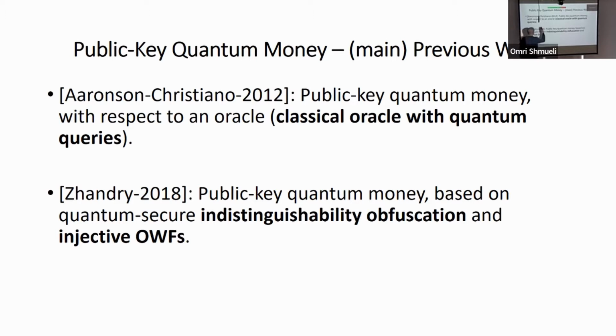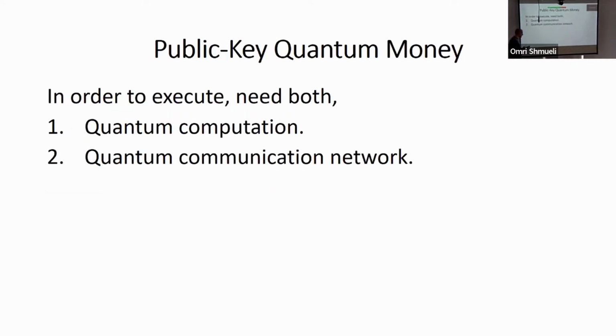Now we want to know what we know in terms of constructing public key quantum money. So this is mainly contained in two works. The first is the work that actually introduced it by Aaronson and Christiano, and they show how to construct public key quantum money relative to a classical oracle, a quantumly queryable classical oracle. And later, Zhandry in 2018 shows that we can actually construct public key quantum money based on computational assumptions, assuming quantum secure indistinguishability obfuscation and also injecting one-way functions. So we have valid constructions of public key quantum money.